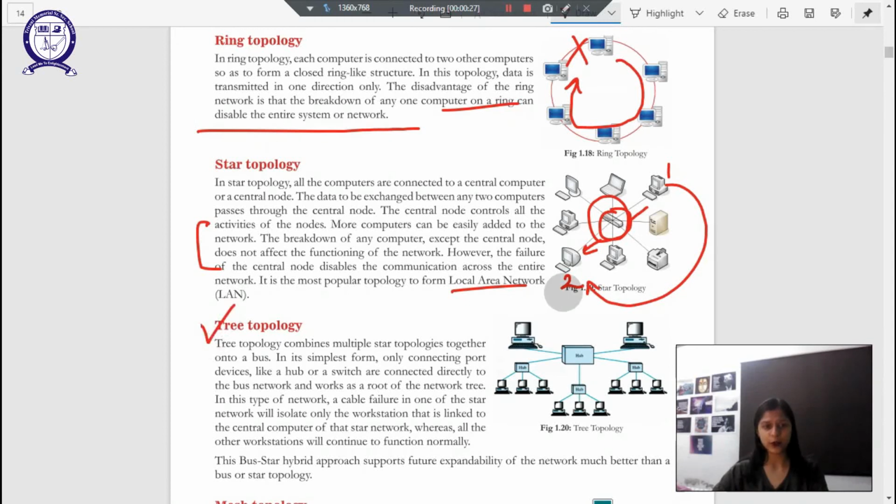Then we have tree topology. It combines multiple star topologies. So this is one star topology, this is one star topology, this is one star topology. So they are connected using hub, right? And what does the tree do? It combines multiple star topologies together onto a bus.